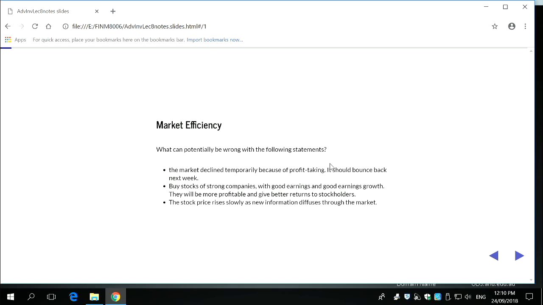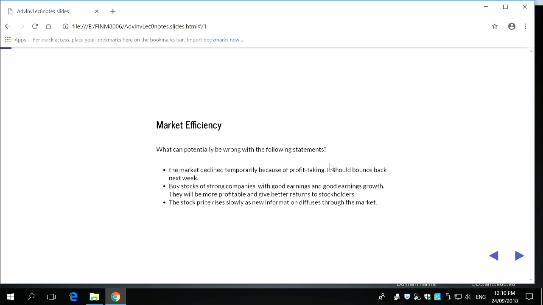The second statement is more deceiving. You hear this a lot also. People ask you to buy stocks with strong companies, meaning they should have good earnings and good earnings growth. These companies will be profitable and they will give better returns to the stockholders. Sounds perfectly reasonable, right? What's wrong with this approach?